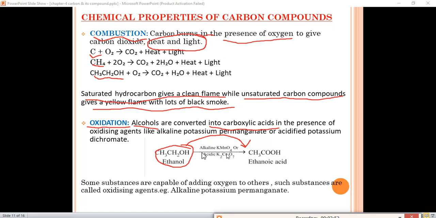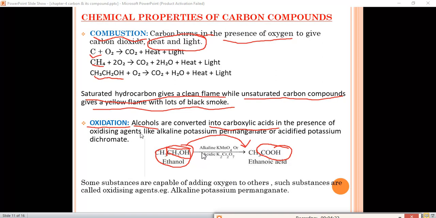I think alkaline KMnO4 is easy, so you can write it above the arrow. CH3CH2OH is converted into CH3COOH. Now we will see how this reaction takes place. This group, that is CH2OH, is changing into COOH. If any substance is there, suppose CH3CH2CH2OH, then this CH2OH group is converted into COOH. Ethanol is converting into ethanoic acid.